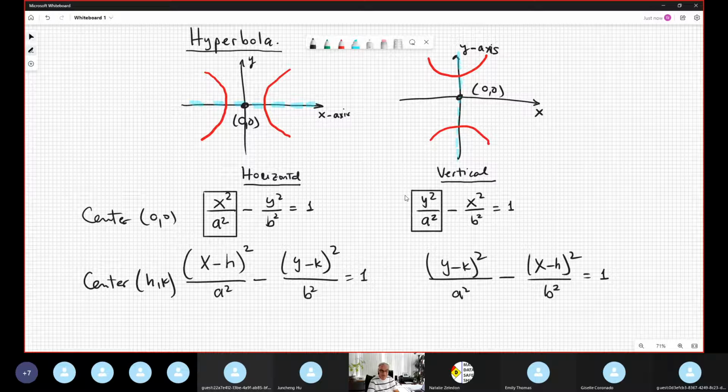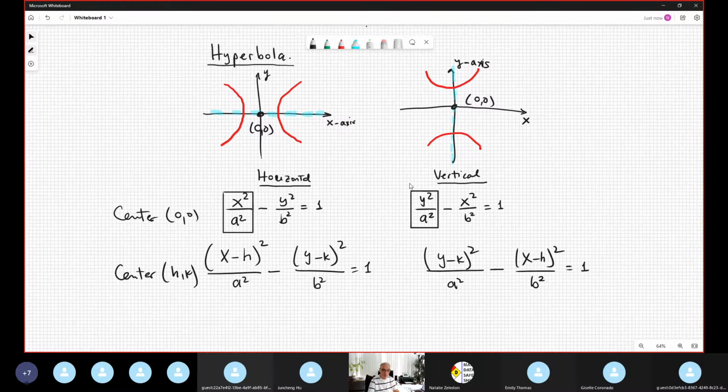The most important detail is the positive term. The hyperbola has one positive and one negative. If the positive term is associated with the x, it's horizontal, and the famous transverse axis is parallel or coincident with the x-axis. In the vertical, the positive term is y, and the transverse axis is parallel or coincident with the y-axis. That's it, almost.